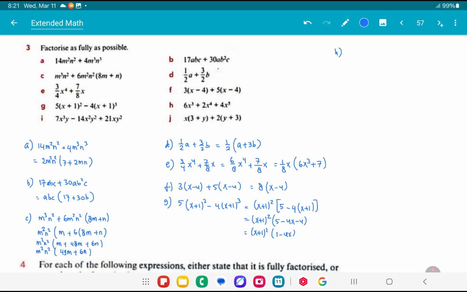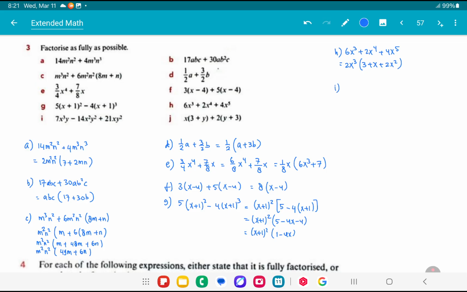For question H, 6x cubed plus 2x raised to the power of 4 plus 4 raised to the power of 5. The simplest form, we factorize 2 and x cubed. We got 3 plus 2x, plus 1x plus 2x squared.